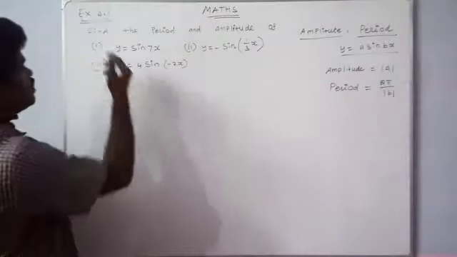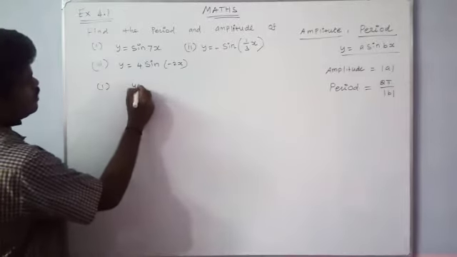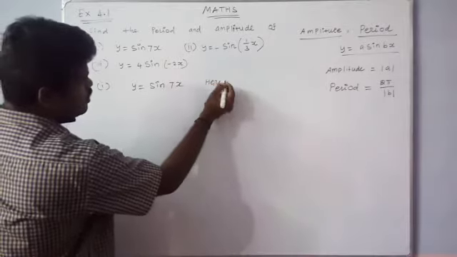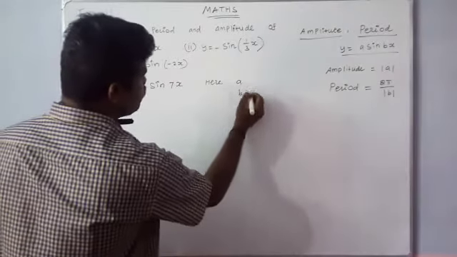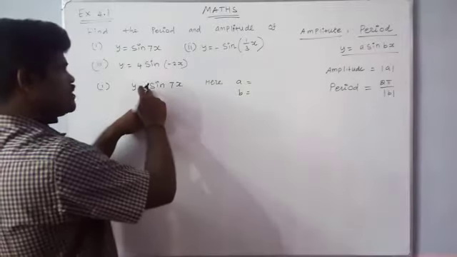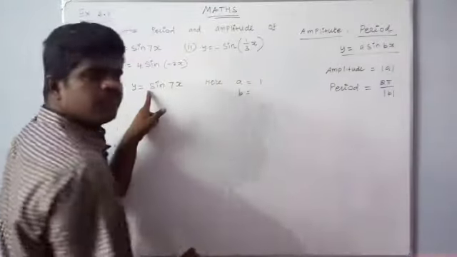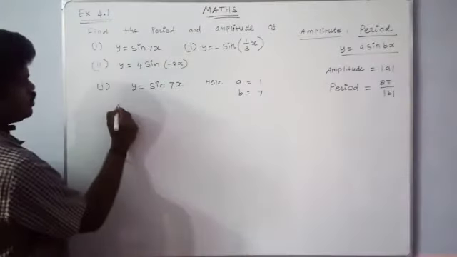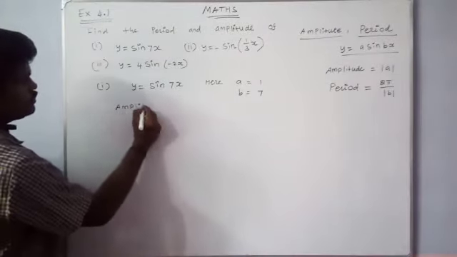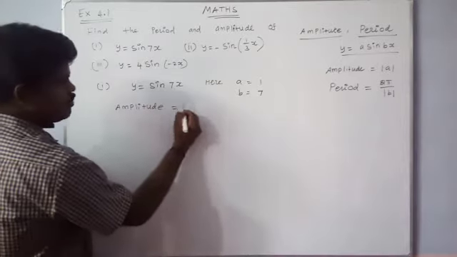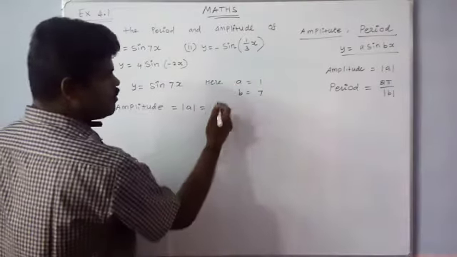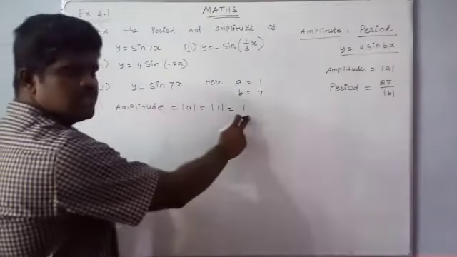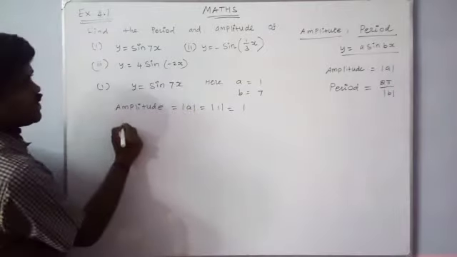Okay, right. So the first question, y equal to sin 7x. Here we want to know the value of a and b. Here the coefficient of sin x is what? a is 1 and b is 7. The formula: amplitude is equal to modulus a, and what is the value of a? Modulus 1. So the answer is 1. The amplitude value is 1. And period.